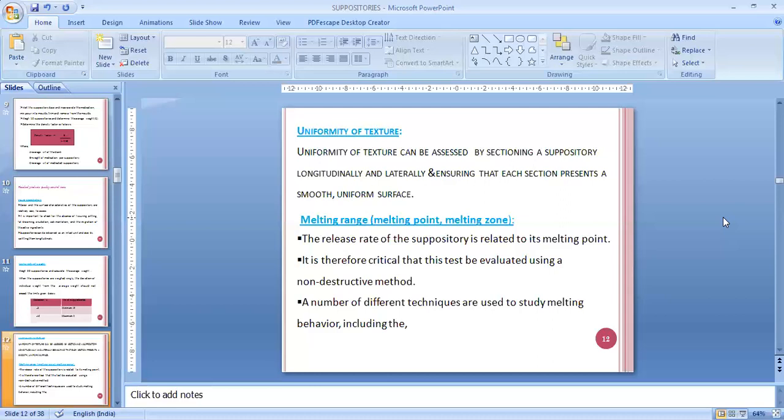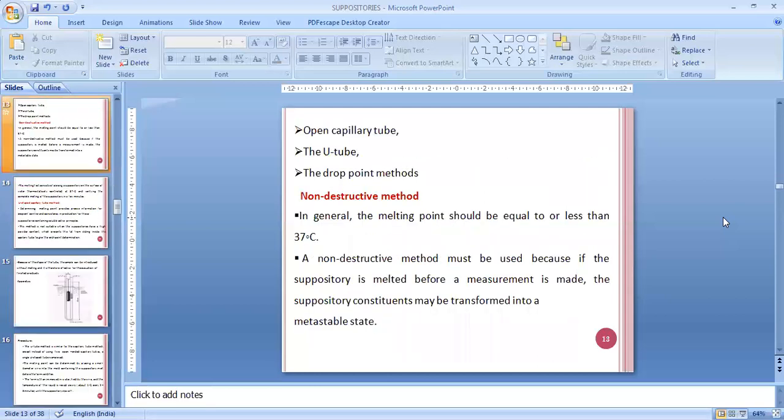So here the release rate of a suppository is related to its melting point. It is therefore critical that this test be evaluated using a non-destructive method. A number of different techniques are used to study melting behavior, including the open capillary tube, U-tube, and drop point methods. So what are these non-destructive methods? In general, the melting point should be equal to or less than 37 degrees centigrade.